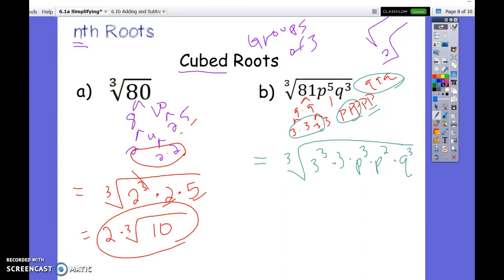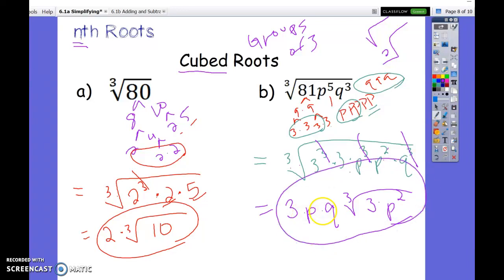And now we are evaluating this. So the cubed root of 3 cubed is just 3. The cubed root of 3, well, we don't have a group of 3 there, so that just has to stay in our radical. The cubed root of p cubed is p. The cubed root of p squared, well, we don't have a group of 3 there, so that just has to stay in the radical. And the cubed root of q to the 3rd power is just q. So we simplify this down to 3 times p times q times the cubed root of 3 times p squared.